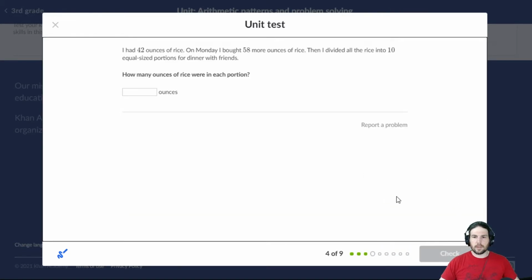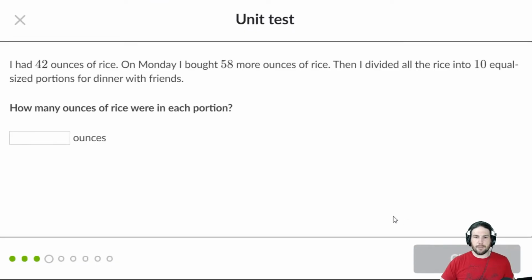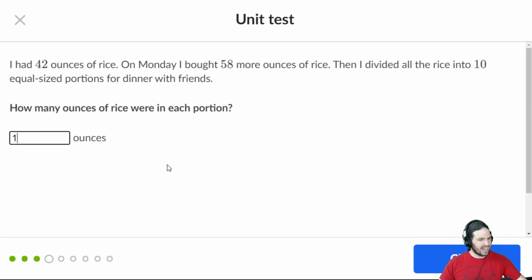I had 42 ounces of rice. On Monday, I bought 58 more ounces of rice. Then I divided all the rice into 10 equal-sized portions. How many ounces of rice were in each portion? I got 10 ounces.